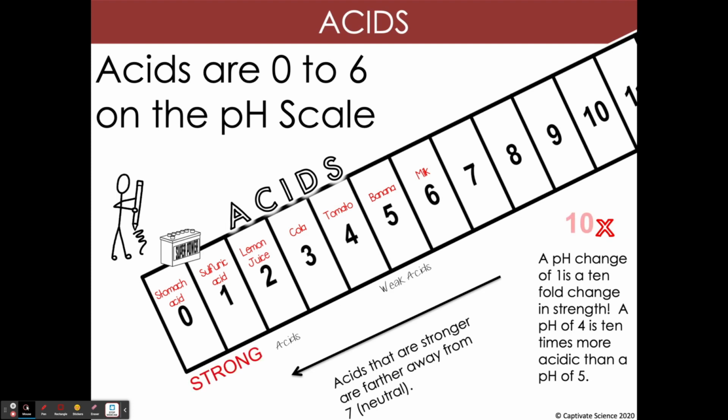Let's see. A pH change of 1 is a 10-fold change in strength. So if you go from a 6 to a 5, it is 10 times stronger. So a pH of 4 is 10 times more acidic than a pH of 5. I'm sorry, I went the opposite way. So the 4 is 10 times stronger than a 5. A 5 is 10 times stronger than a 6. So it's by 10-fold.